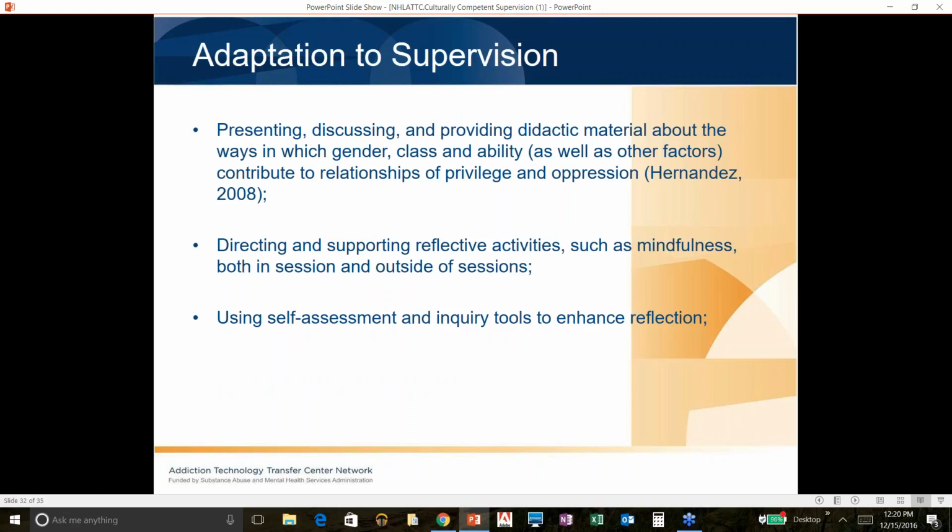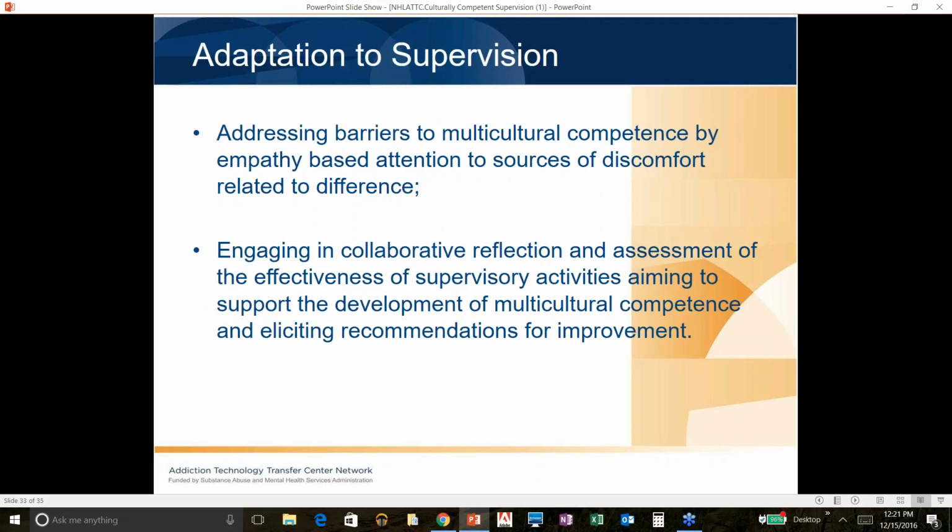Additionally, we have to present, discuss, and provide didactic material, that's that educational piece, about the ways in which gender, class, and ability contribute to relationships of privilege and oppression. We have to direct and support reflexive activities such as mindfulness in session and outside of sessions, and then use self-assessment and inquiry tools to enhance reflection. And then address barriers to multicultural competence by empathy-based attention to sources of discomfort.